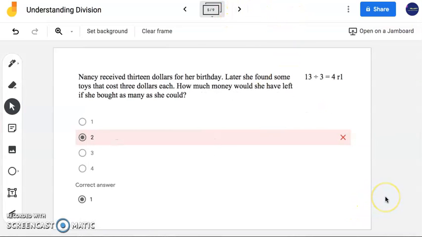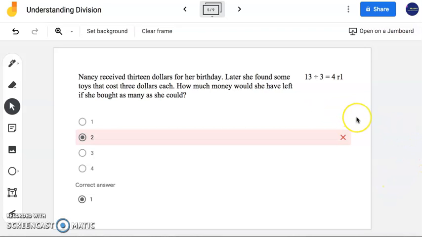This problem says Nancy received $13 for her birthday. Later, she found some toys that cost $3 each. How much money would she have left if she bought as many as she could? So notice here, Nancy has $13. She found some toys that cost $3 each. How much money would she have left over?